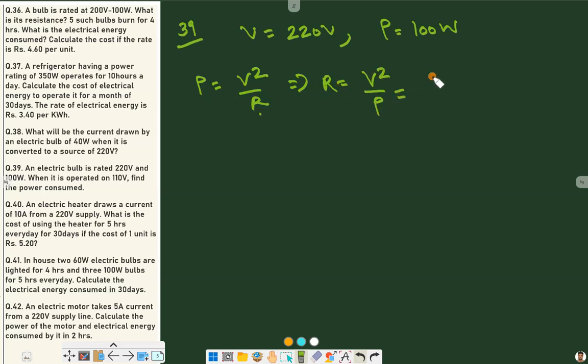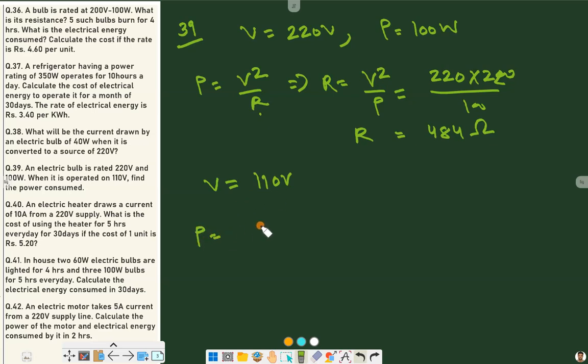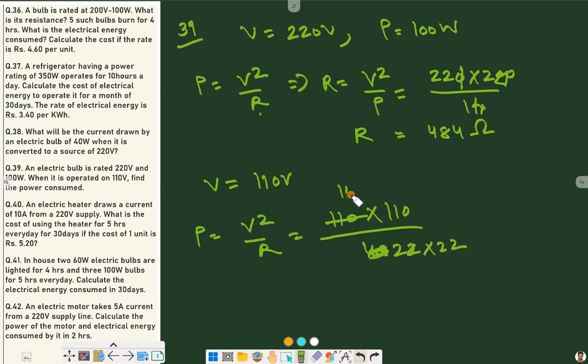So we will calculate resistance. Resistance will be V square by P, 220 into 220 by 100, and it will give us 484 ohm. So resistance is 484 ohm. Now new potential is 110 volt. Now we will find the power again using formula V square by R. New potential is 110, so square of it, and resistance is 484, and it was 22 into 22 because both zeros can get cancelled. So 110 into 110 by 484 gives 25. So power is 25 watts.